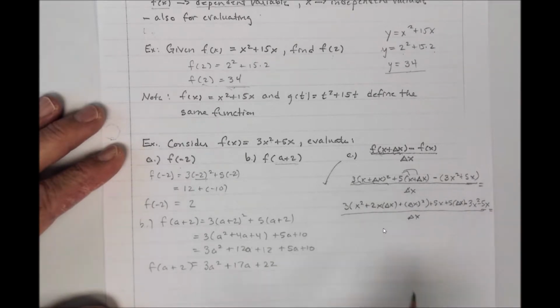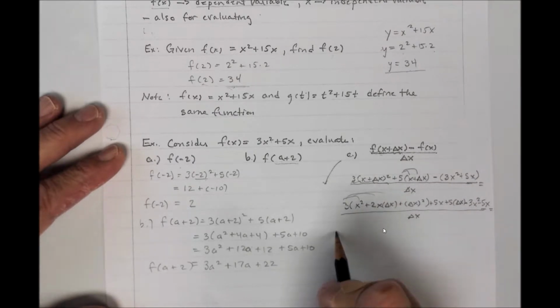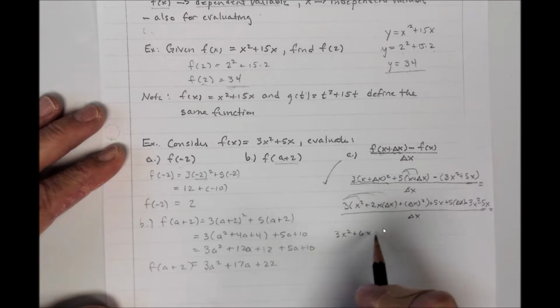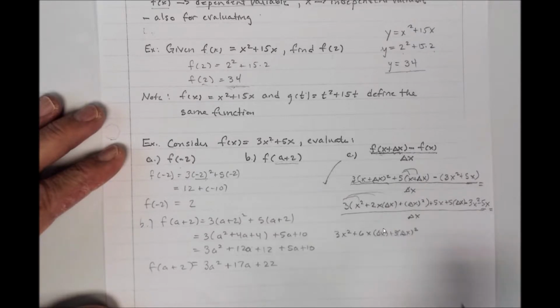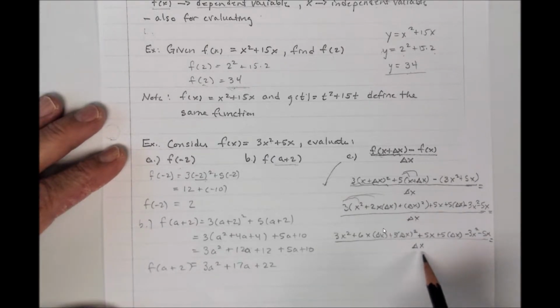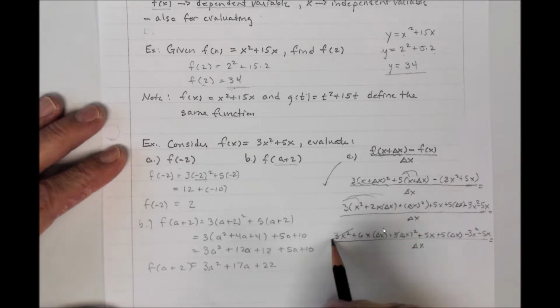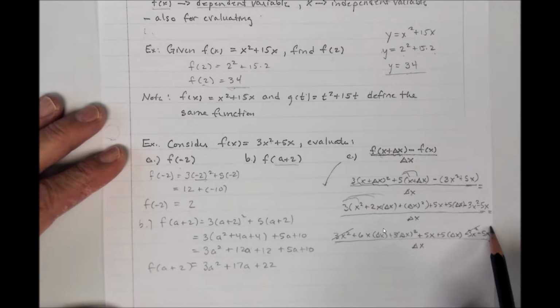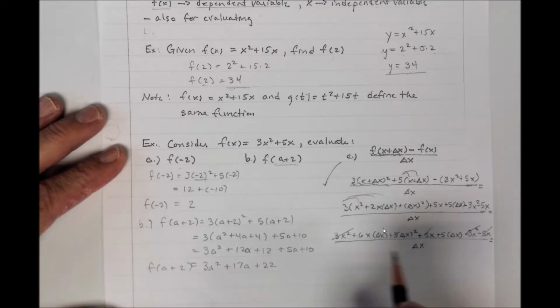So I simplify a little bit more by distributing up here. And I have 3x squared plus 6x times delta x plus 3 times (delta x) quantity squared plus 5x plus 5 times delta x minus 3x squared minus 5x, and that's all over delta x. Now you may be wondering, how is this going to simplify? Well, I have some like terms, and not only do I have like terms, but they're opposites. This is a 3x squared and a minus 3x squared. They cancel. This is a plus 5x and a minus 5x. They cancel. So every term in the numerator that did not have at least one factor of delta x canceled out. Nice.